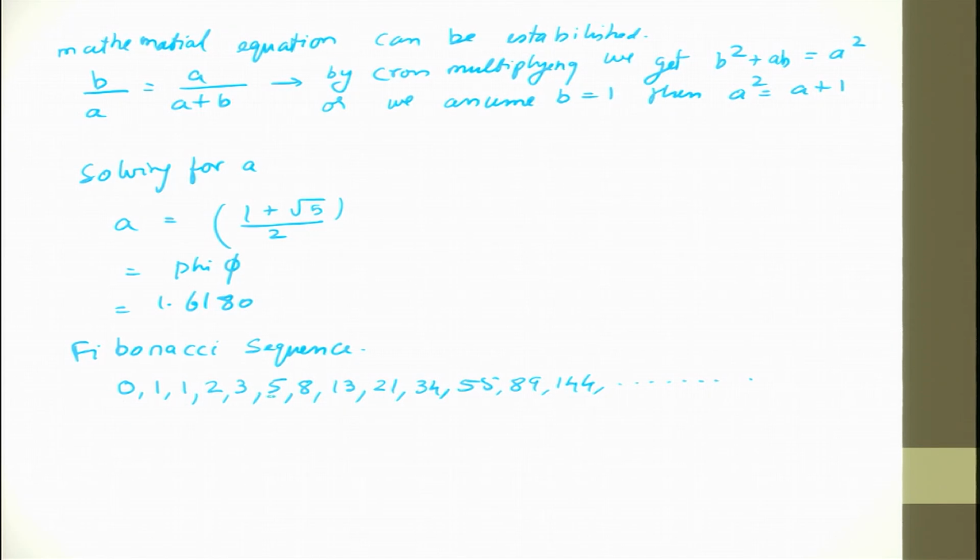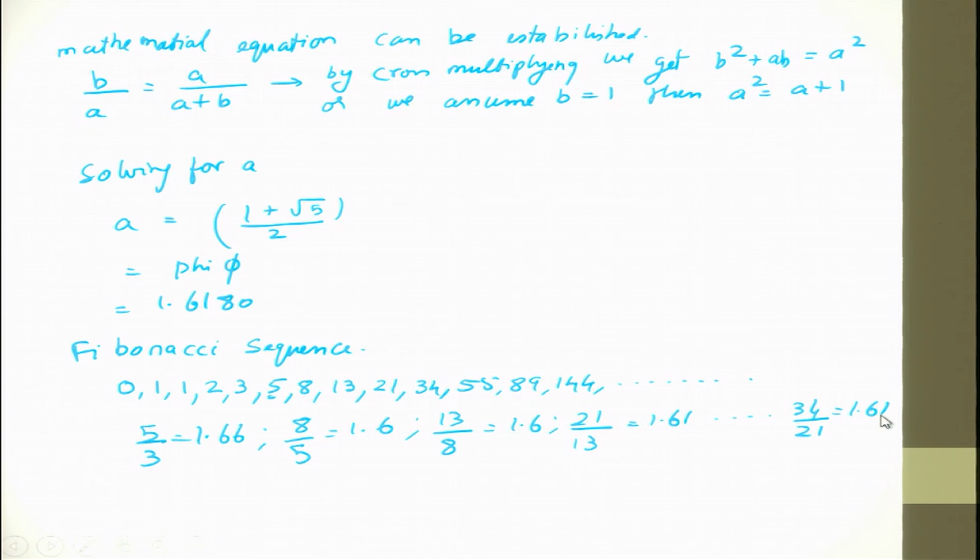Now let us see the ratio. From here, 5 by 3 is 1.66, then 8 by 5 is 1.6, 13 by 8 is 1.6, then 21 by 13 is 1.61, and so on. You take 34 by 21, that is again 1.61. So, this ratio comes from the Fibonacci sequence, and this falls under the golden ratio.